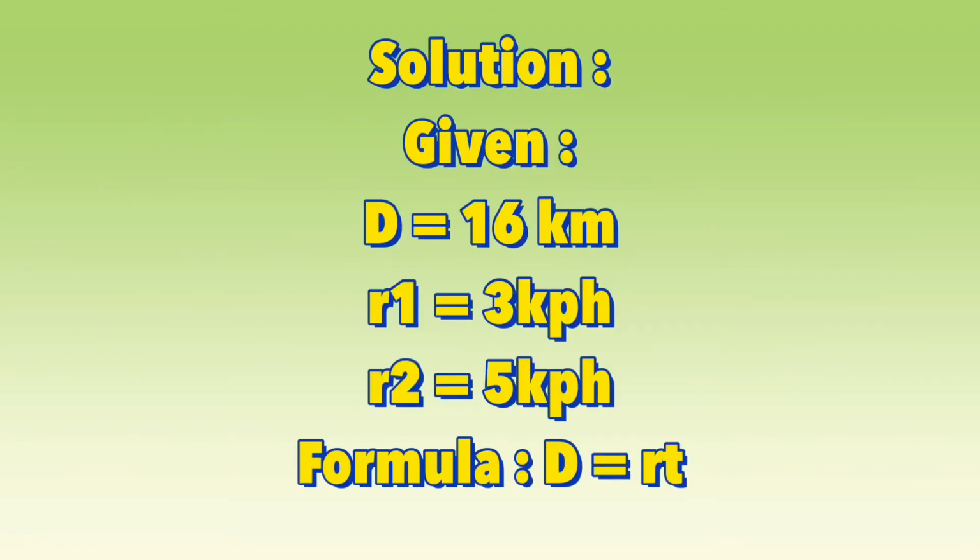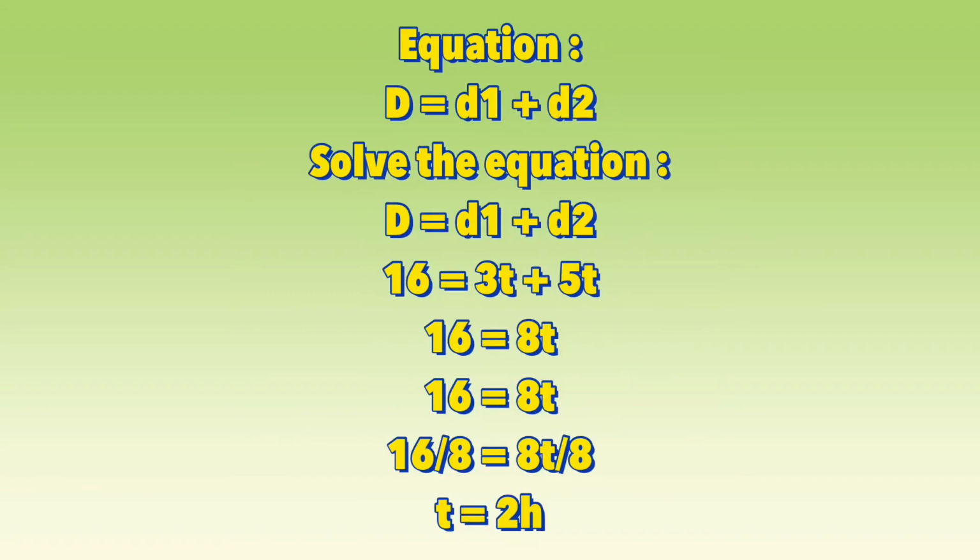Okay, our solution: we have to write down first the given. The distance is 16 kilometers. For Lorna, we have 3 kilometers per hour the rate, and for Peter it is 5 kilometers per hour. And we have to use the formula D equals rate times time. This is the uniform formula. When we say uniform motion, we mean to say this speed is constant. Okay, equation 1: D1 is the distance traveled by Lorna and D2 is the distance traveled by Peter.